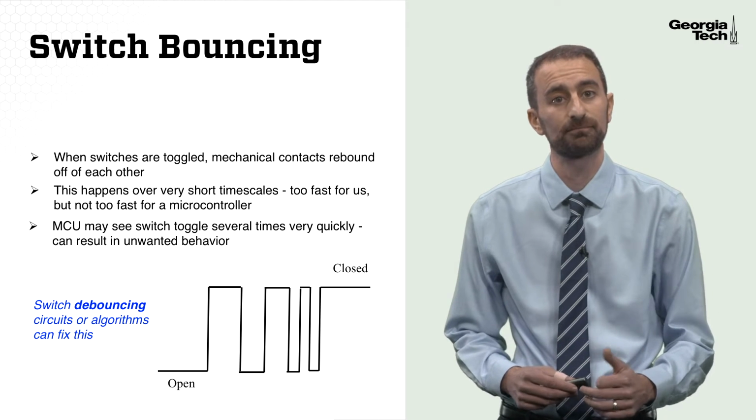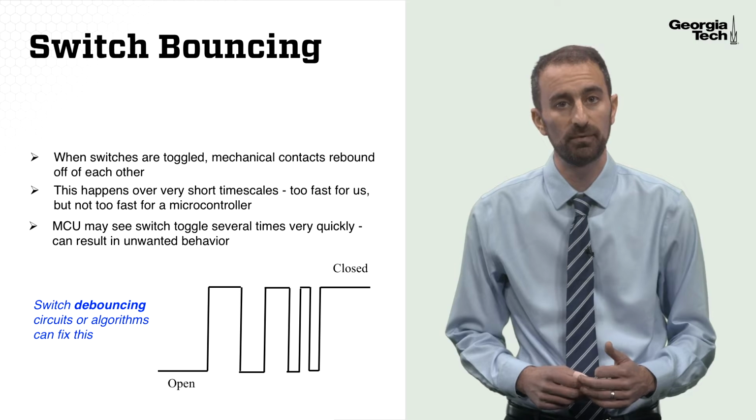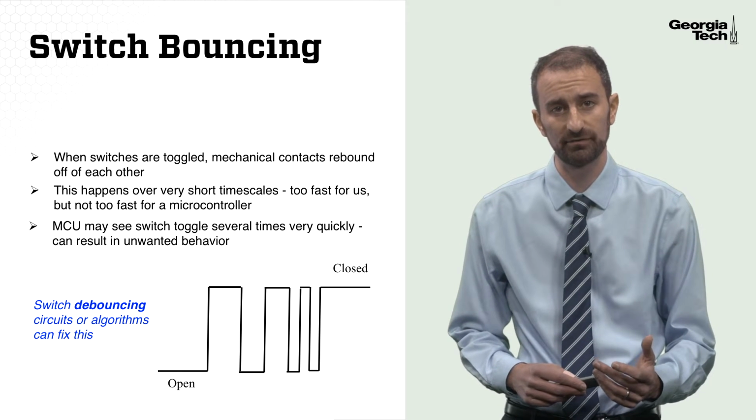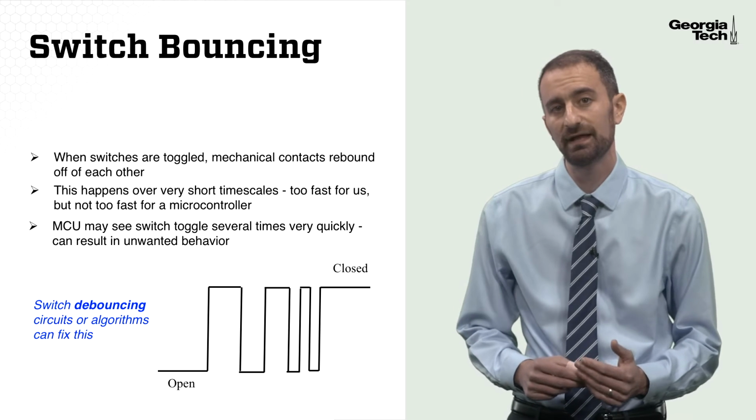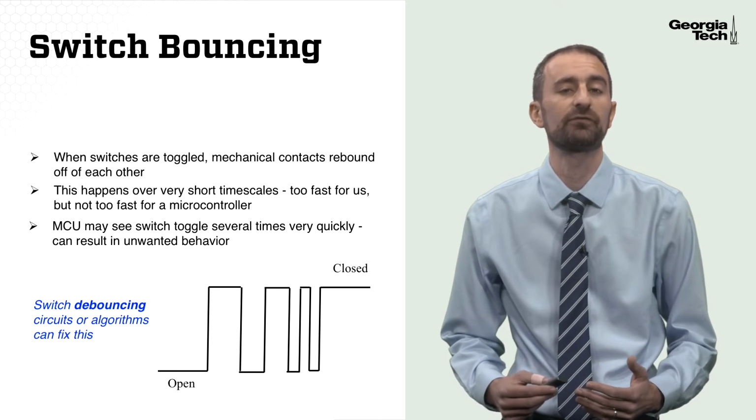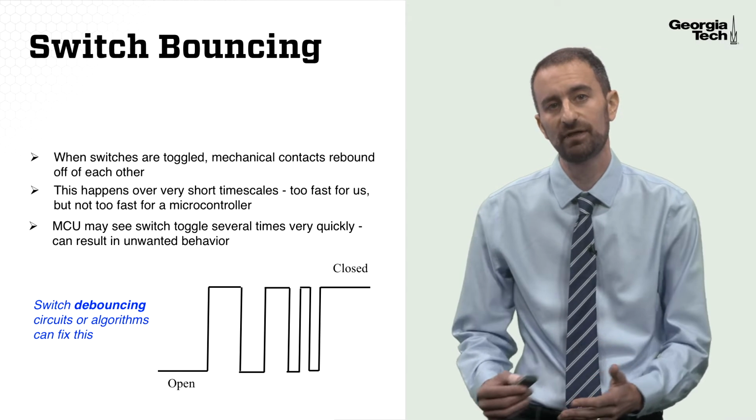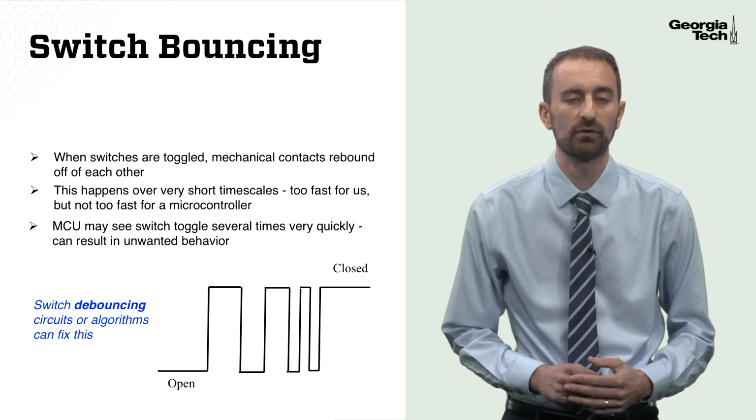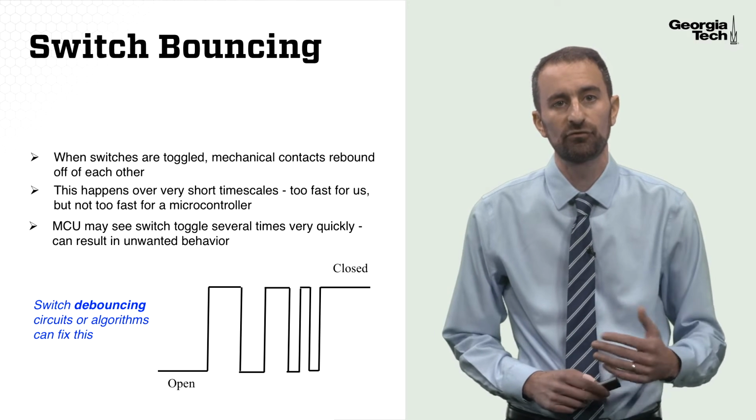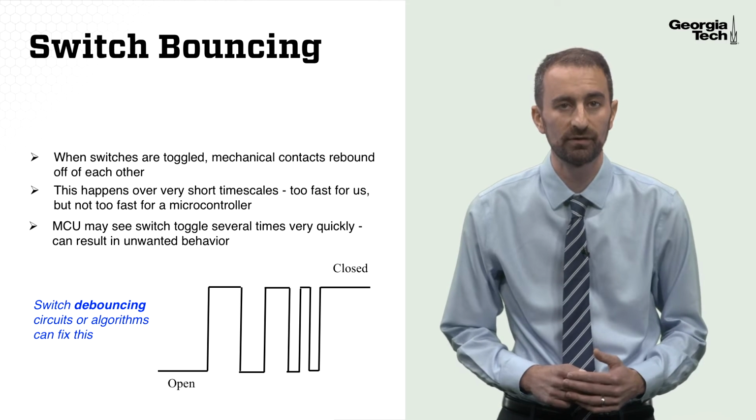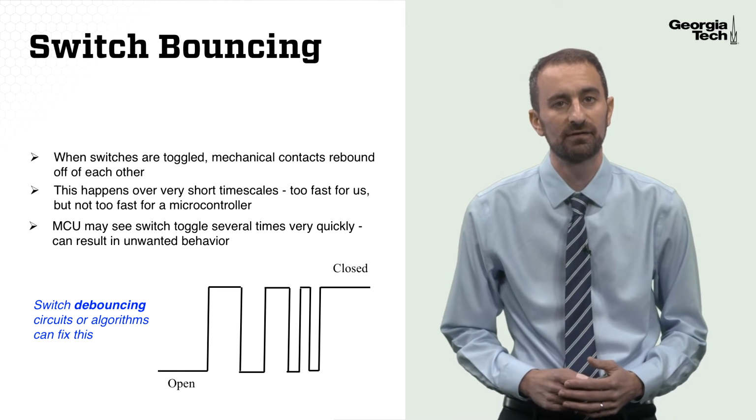Here's an example of what the microcontroller sees in terms of voltage levels when we actually toggle a switch. The switch may start as open, and when we toggle it closed, it may close for a period of time, then open again, then close, then open again, and close. And that's called switch bouncing. And we'll see examples of that throughout this course when we use switches inside a circuit. Switch debouncing circuits or switch debouncing algorithms mitigate this effect.